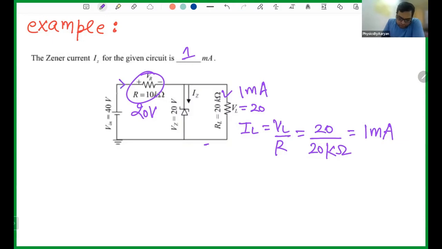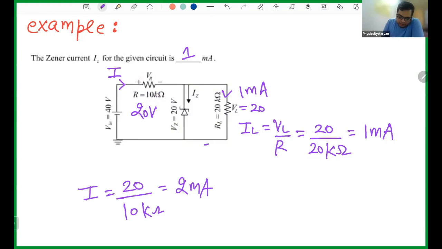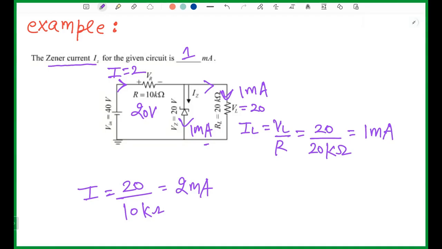Now let's find the current through the series resistor. The current through the series resistor is again the voltage 20 divided by the resistor 10 kilo, so this will be 2 milliampere. So 2 milliampere current was coming in. Out of 2, 1 goes to the load. Then how much will go to the Zener? It will be 1. So 2 comes in and splits into two parts, 1 milliampere here and 1 milliampere here. So basically they ask what the Zener current is, and this Zener current is nothing but 1 milliampere. Fine, everyone? Yes, sir. Okay, great.